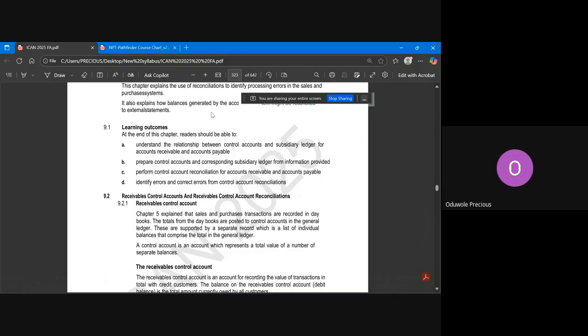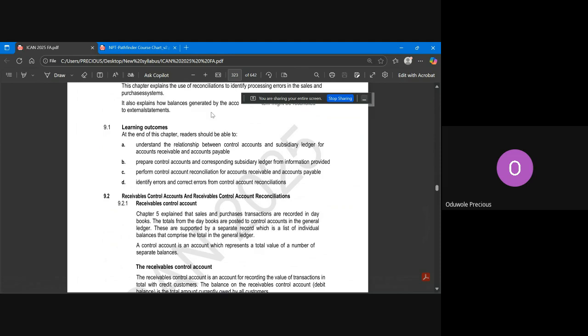It is a memorandum account into which totals are transferred. The transferred totals are the various amounts of the transactions that have previously been in the individual ledgers of your creditors and your debtors, or your receivables and your payables. I say it again, it's a memorandum account in which there is a transfer of the total of the various amounts in the individual ledgers of your creditors or debtors, or receivables and payables.